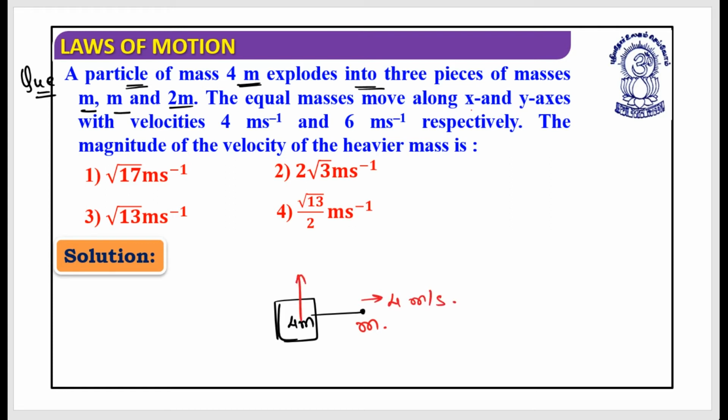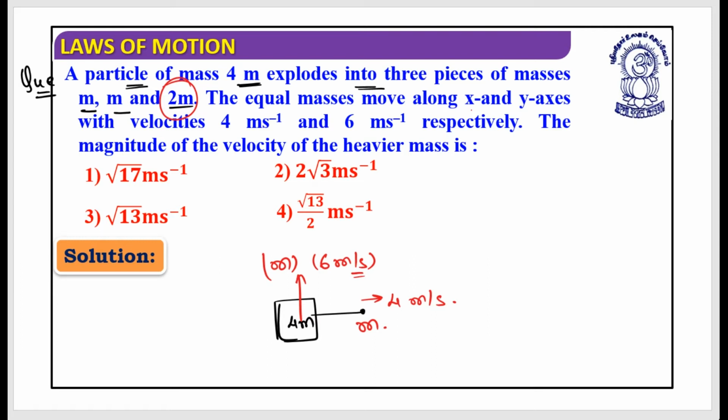Another mass is moving in this direction, again having the same mass and a velocity of 6 meters per second in the y direction. I am required to find the magnitude of the velocity of the heavier mass.